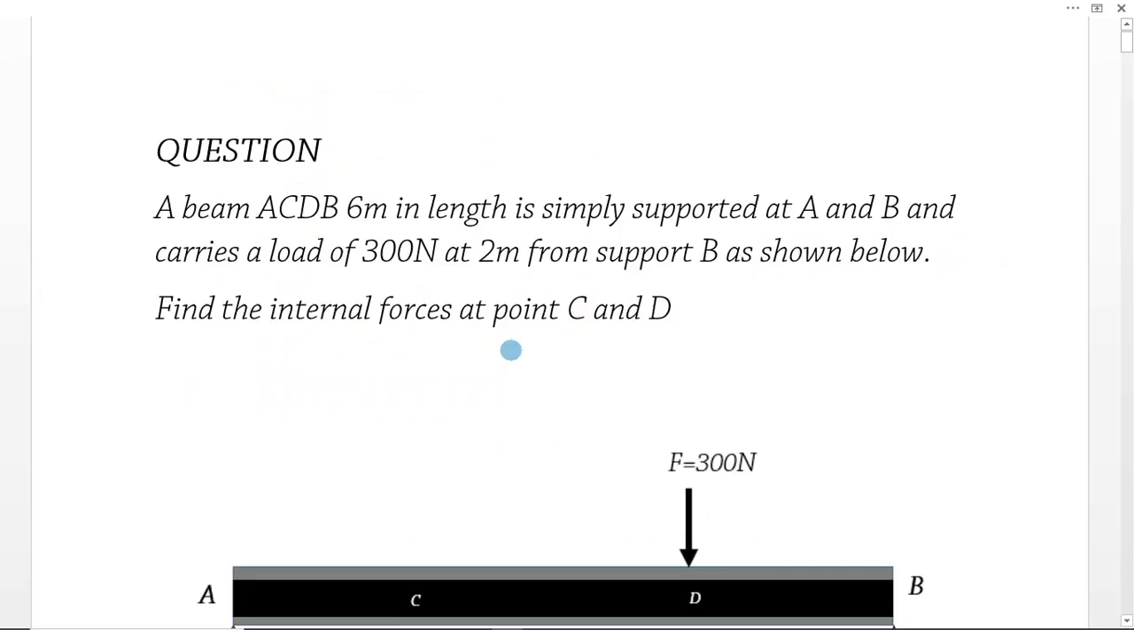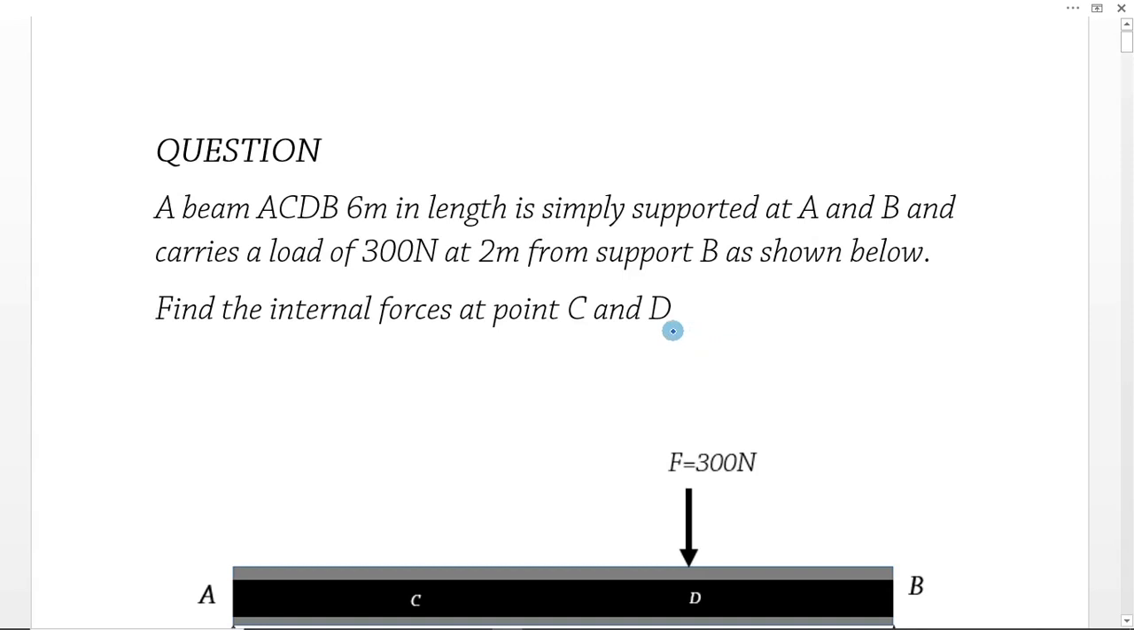In this video, we are going to look at how to determine or calculate the internal forces, that is the shear force and the bending moments, when we have a simply supported beam that has a point load. And the guiding question says a beam ACDB 6 meters in length is simply supported at A and B and carries a load of 300 newtons at 2 meters from support B as shown below.